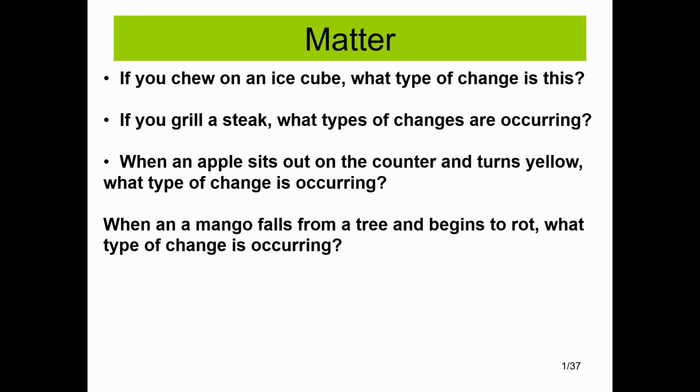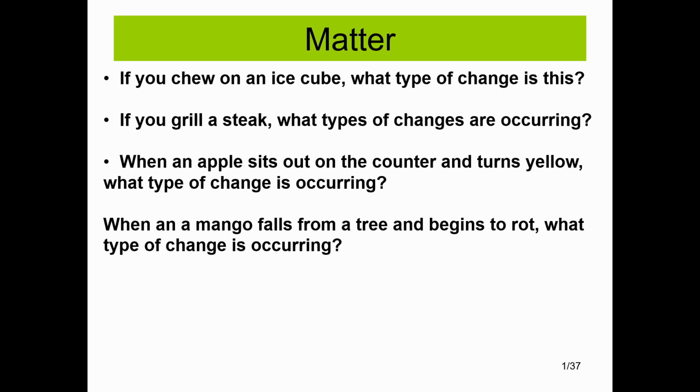When an apple sits out on the counter and turns yellow, what type of change is occurring? This example is actually kind of tricky. At first we might think this is a physical change because there's a change in color, and color is a physical property. But in this example, we're actually seeing a chemical change. The iron that's found in the apple is actually rusting as the apple turns more and more yellow. This is a change from iron to iron oxide and would be a chemical change.